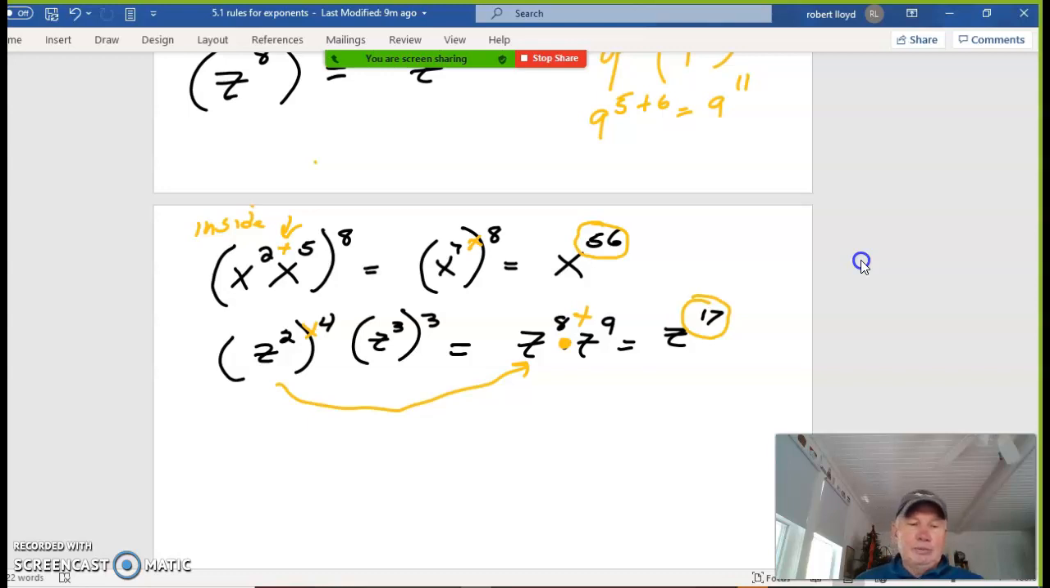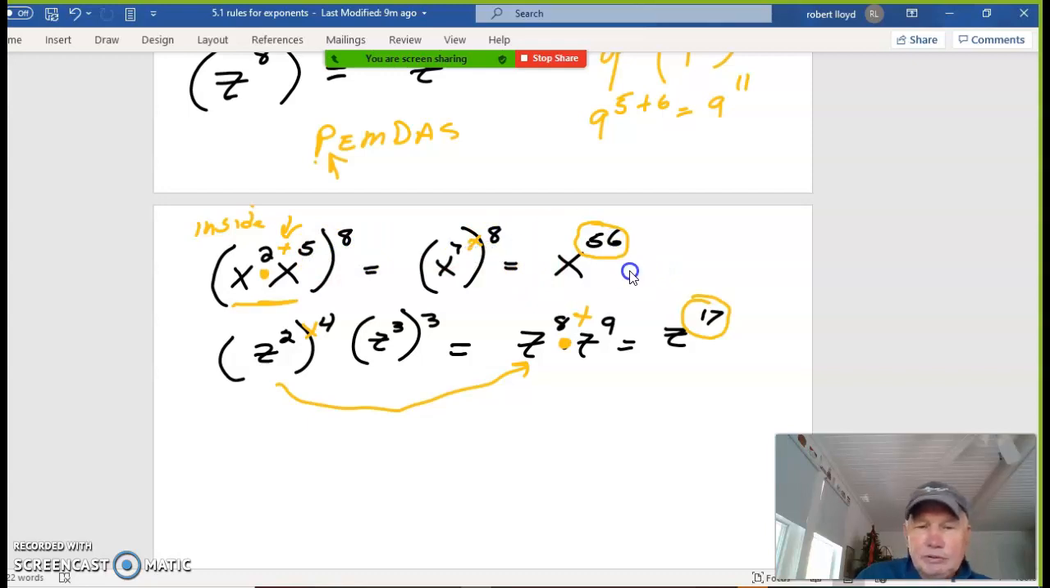Okay, the last example here, where we have parentheses and we have to do some work inside the parentheses first. So remember our order of operations. Parentheses always come first. So we clean up the inside first. So that's multiplied, so we add the exponents and get 7. Now we apply the power rule because we have one outside and one inside after we've cleaned up the inside. So 7 times the 8 is 56.